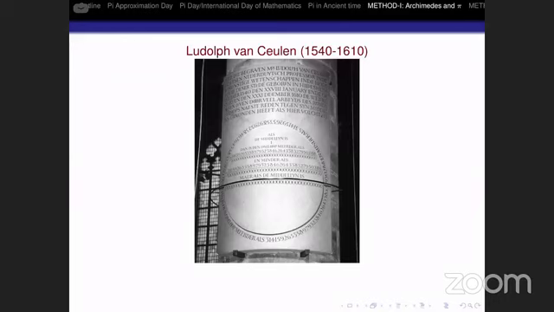In his tombstone it was written, but it was lost. In the year 2000, it was reconstructed. This is Ceulen's tombstone, where the value of pi is written, 3.14159265, etc.